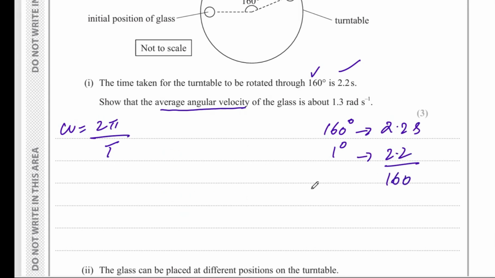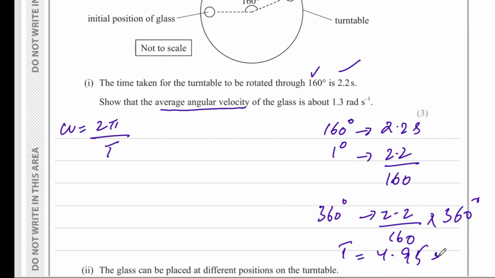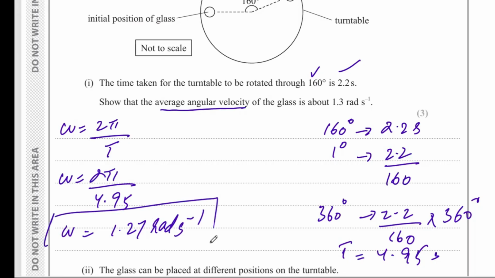But I'm not concerned about 1 degree. I'm looking for the time period. So if I want to rotate it for 360 degrees, it would take this much time, right? By just following this stoichiometry, I've got the time period, and that time period would be something like 4.95 seconds. And once I've got the time period, I'm just going to plug it in over here, 2 pi upon the time period, which is 4.95. And by solving it, I would have the final answer for the angular velocity, which is 1.27 radians per second, right? So that is how I'm going to approach this question.